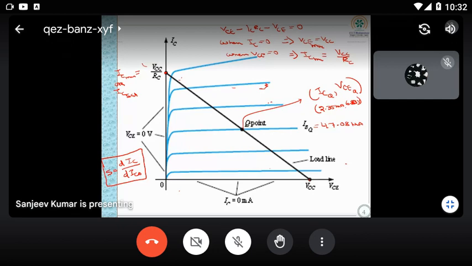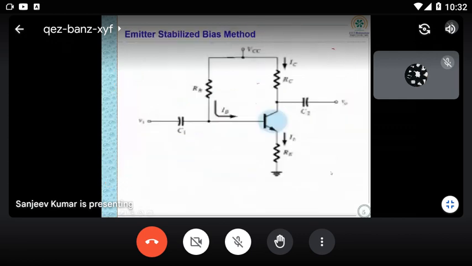So to improve the stability, what do we have to do? You can see the same circuit, only RE is connected. This is the next method to improve the stability. One emitter resistor is connected across the emitter junction, so that's why it is known as the emitter stabilized bias method. Otherwise, the circuit is very similar to the previous one. Only this additional resistor is used.